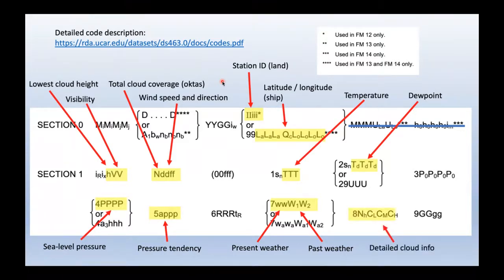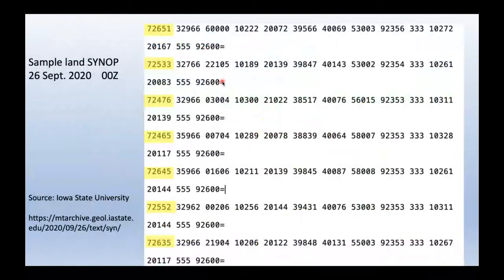And then fairly detailed cloud information, including the codes for these different cloud types at the low, middle, and high levels, along with the coverage by the low and mid clouds, which are primarily of interest to aviators. So here's an example of an actual set of synoptic reports taken from land stations, again, on what was the 26th of September, Sunday, I think. So just Sunday at 00Z, or Saturday afternoon at 00Z.